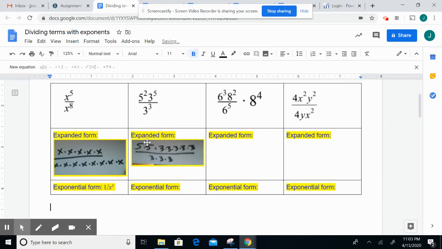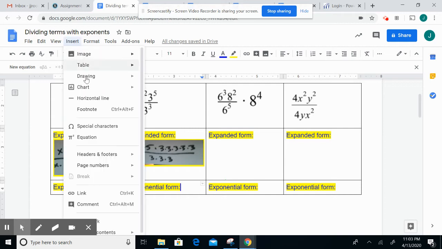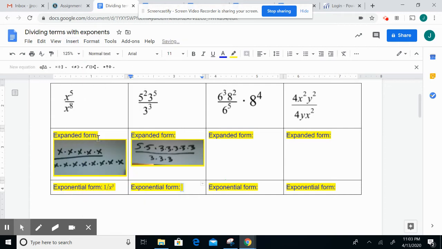All right, and you can see 2 5s and then 5 3s on the top and then 3 3s on the bottom. Now, how are we going to simplify this? Again, you could just cancel. You could cancel the 3s on the top and the bottom, or, now look, there's only those 5s on the top. So let's go and insert an equation. All right, we have 2 5s on the top, so 5 squared on the top.